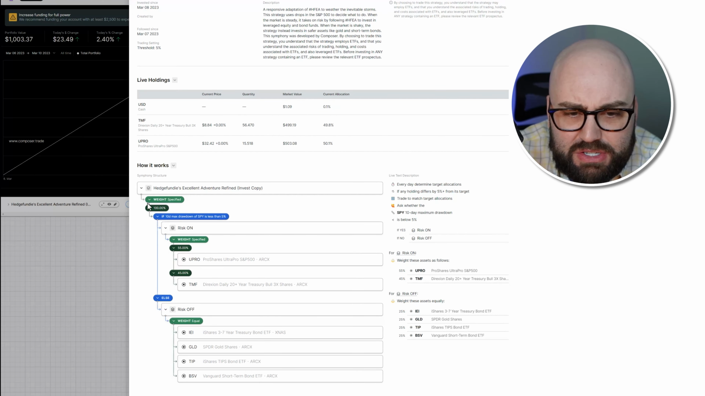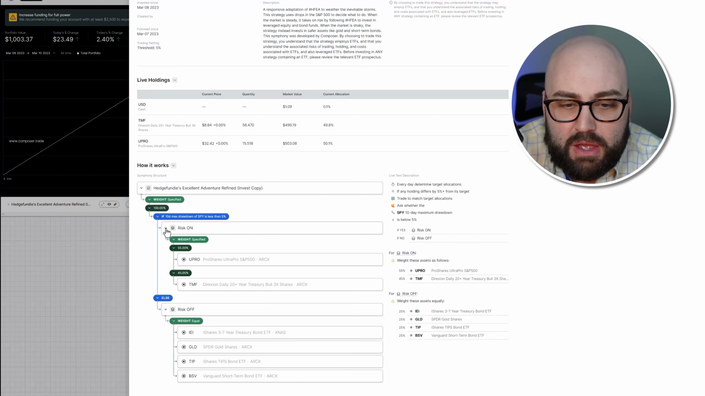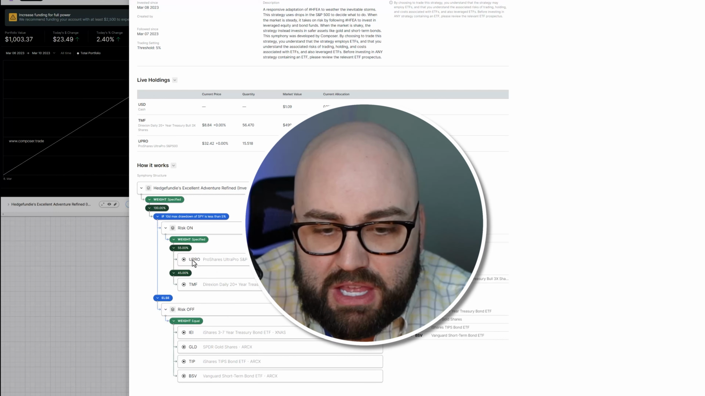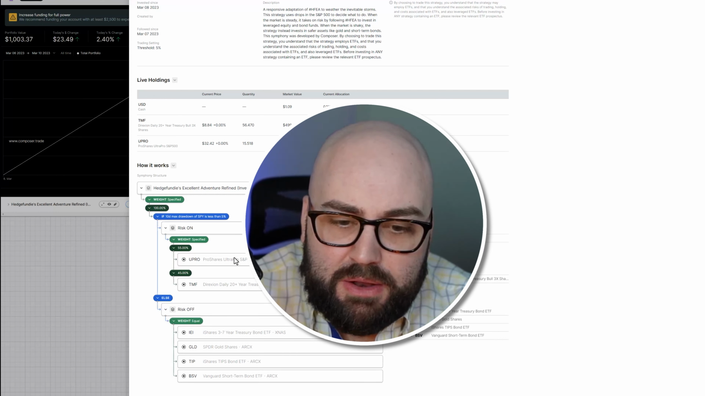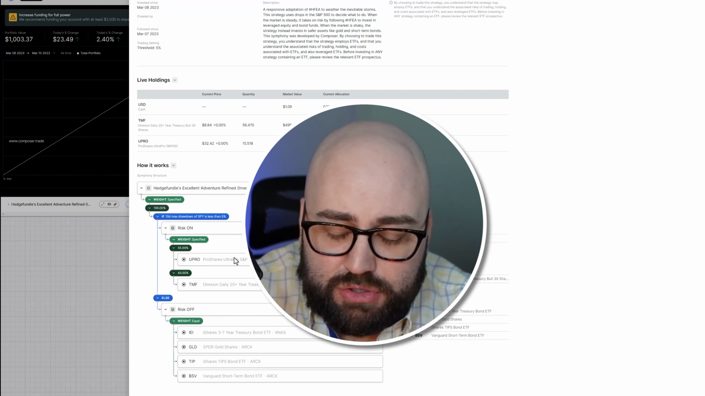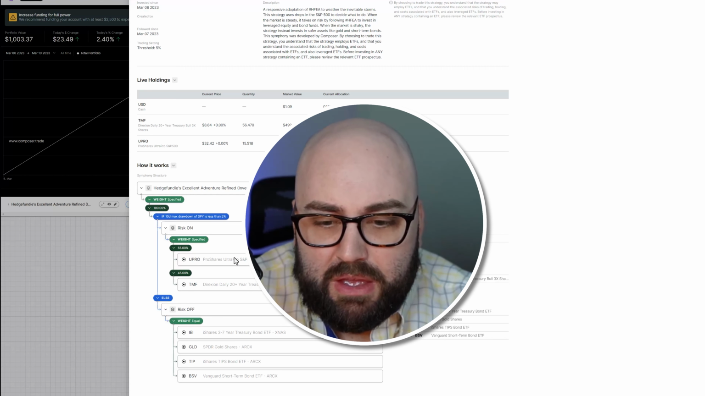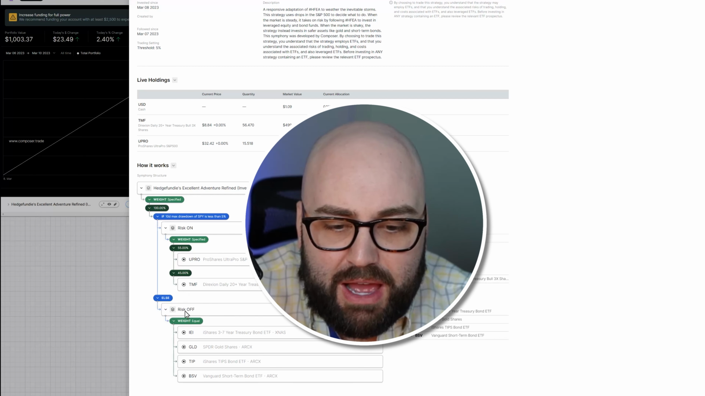But what this is doing is it's basically saying we're going to specify a weight 100%, if 10 days max drawdown of the SPY is less than 5%, we're going to turn risk on. And risk on means that we're going to go ahead and adjust for that and make sure that the Ultra Pro shares go to 55% and the Direxion Daily Treasury Bonds, or the ETF for that, goes down to 45%. If not, risk is off.